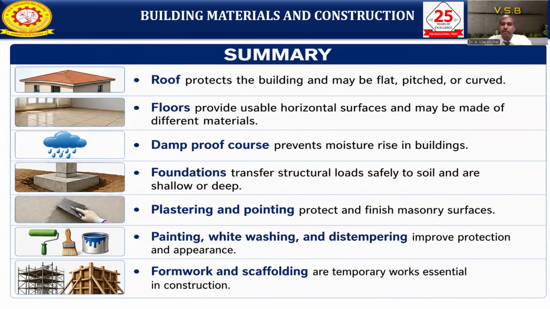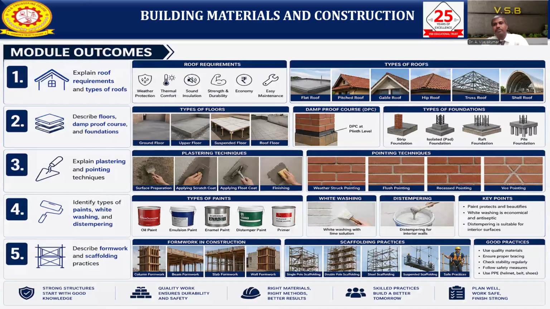Plastering and pointing are used to finish masonry surfaces. Then painting, whitewashing, and distempering improve the protection and appearance of the structure. Formwork and scaffolding are temporary works. They are essential in construction work. So dear learners, these are the outcomes.